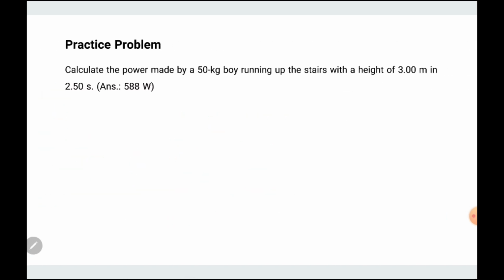Next one. Calculate the power made by a 50 kilogram boy running up the stairs with a height of 3 meters in 2.5 seconds. Okay, so just like the previous problem, power will be work divided by time. We're given the time, 2.5 seconds, but not the work. So we have to solve for the work. It's force times the displacement.